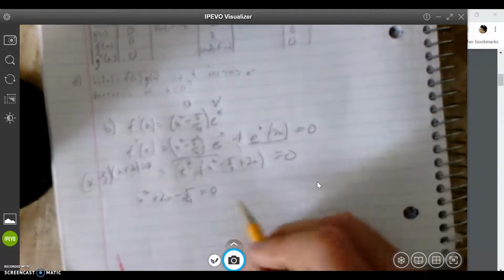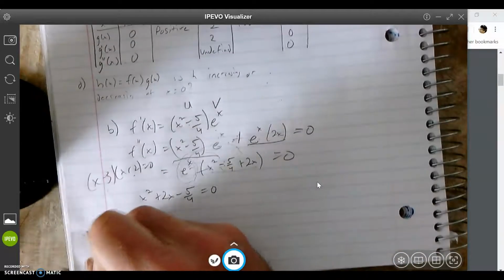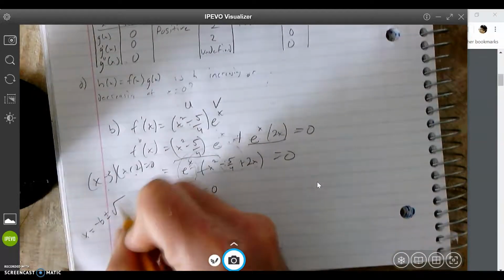So how do you set this equal to 0? One thing you can do is use the quadratic formula.